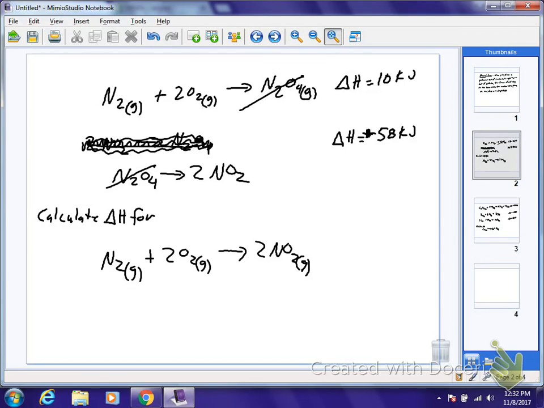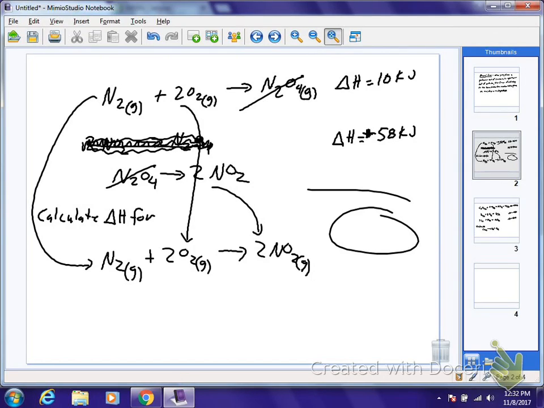I can add them up, and I've got one N2. So there's N2. I've got 2O2 right there, and then I've got the 2NO2 there. So what I can do is just sum these together, and that's the enthalpy of that reaction. Does that make sense? So I changed the sign because I've reversed the reaction. I add those up, and so the answer is plus 68 kilojoules for that reaction.